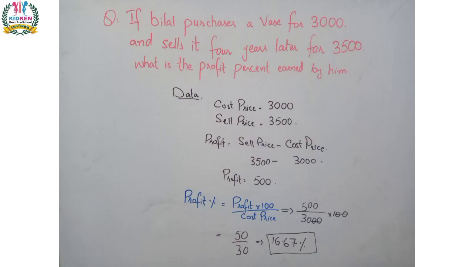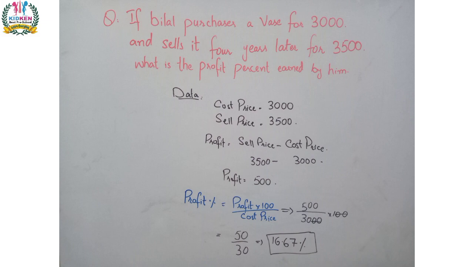So let's start our questions. The question is: if Bilal has purchased a vase for rupees 3000 and sells it 4 years later for rupees 3500, what is the profit percent earned by him? Simply, Bilal purchased a vase at a cost price of rupees 3000 and sells it at rupees 3500, so he makes a profit of 500. Now, what percent of profit is earned by Bilal?